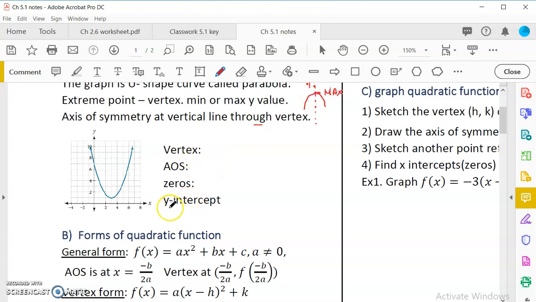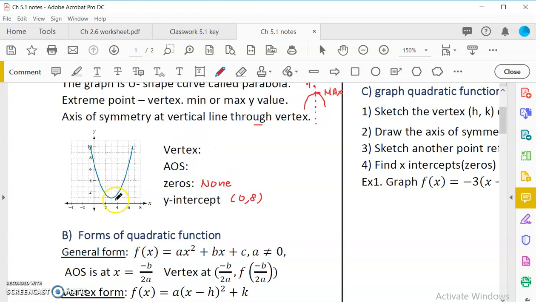Another important point is the y-intercept. Not all parabolas have zeros. For this one, there is none, right? Zeros mean the x-intercepts. It doesn't touch the x-axis, so there's no zero. Sometimes there is. If your vertex is below the x-axis, then it will cut through it. But all of them have a y-intercept, which is when x is 0. In this case, this one has a y-intercept of 8.